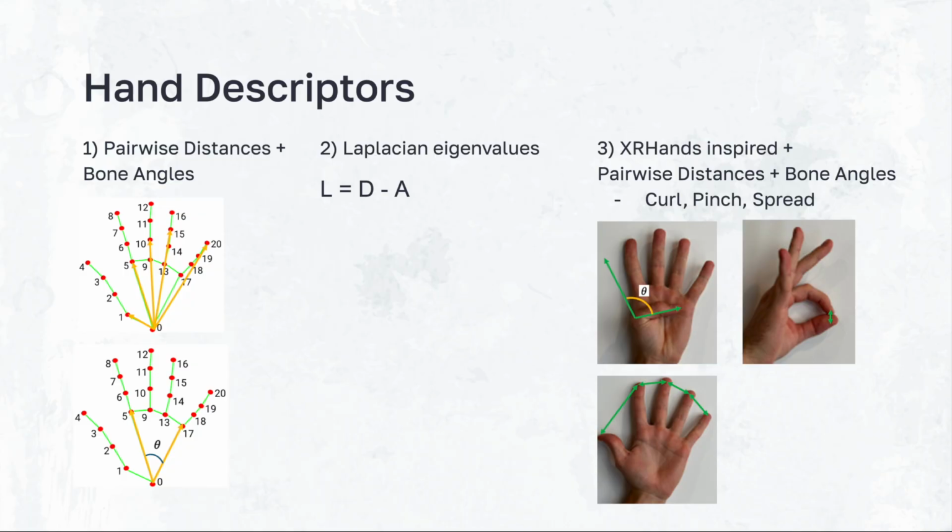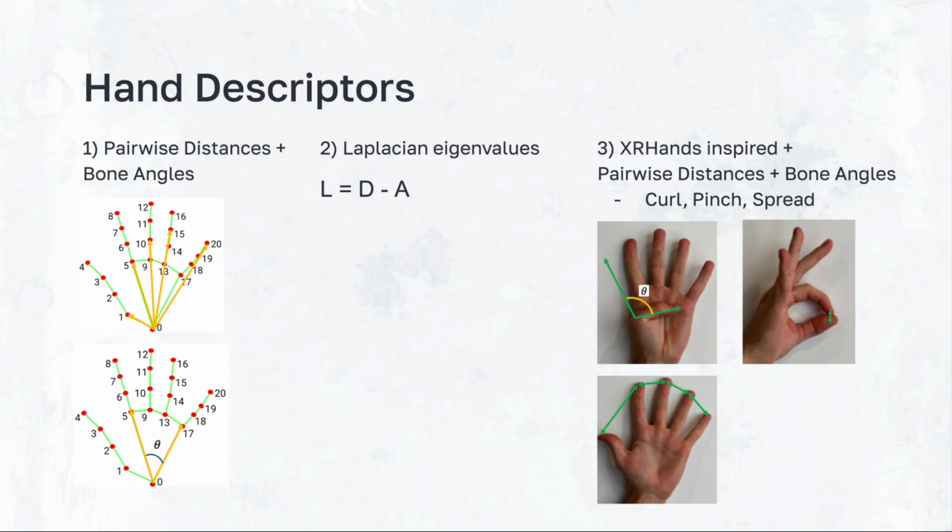So for the first descriptor we tried, it was the pairwise distance between all joints and angles between all joints. This was to help capture the relative spatial arrangement of all joints. The second descriptor we used was the unnormalized graph Laplacian to capture the structure and connectivity properties of the network.